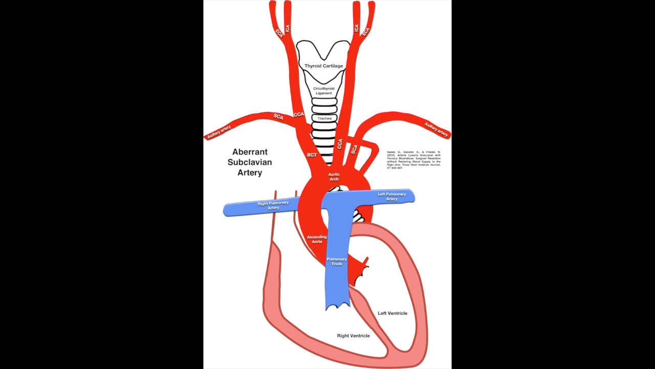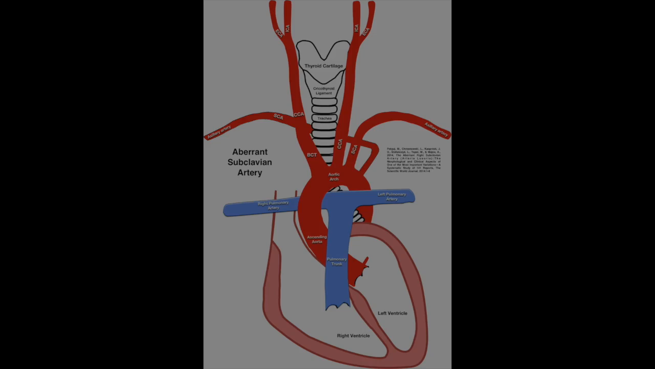Typically, it passes posterior to the esophagus and can result in symptoms of tracheoesophageal obstruction. Dysphagia and wheezing are the most common symptoms and are seen in about 10% of people with this variation. In summary, I have covered the common variations affecting the arch of the aorta.